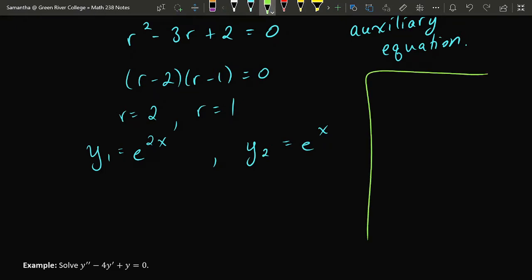Now you can confirm that different r's give linearly independent solutions.